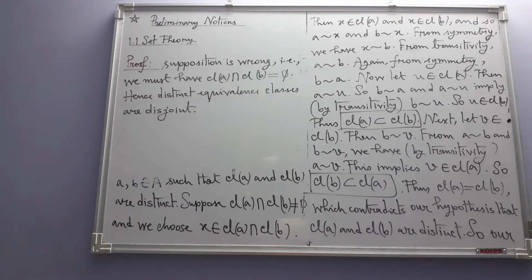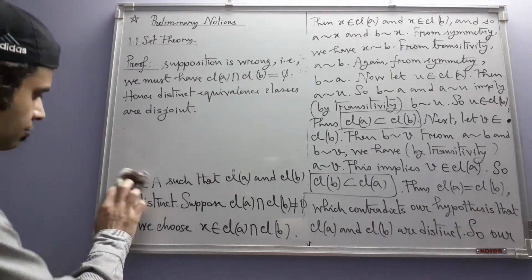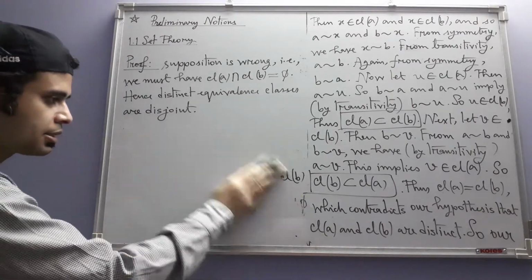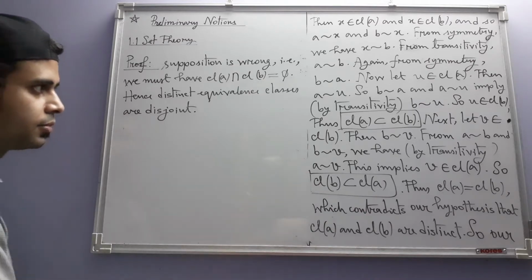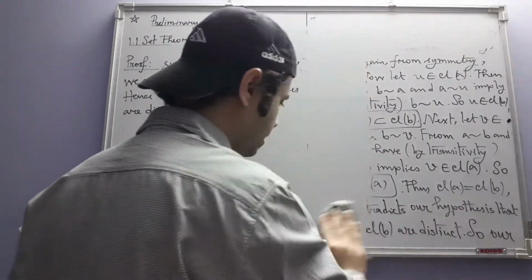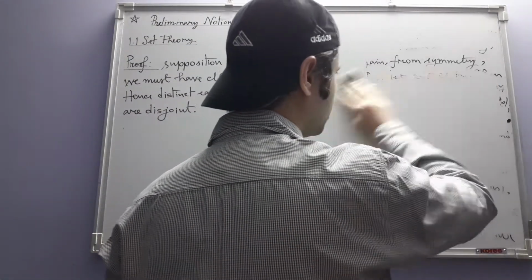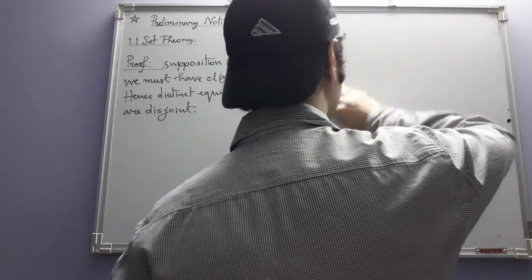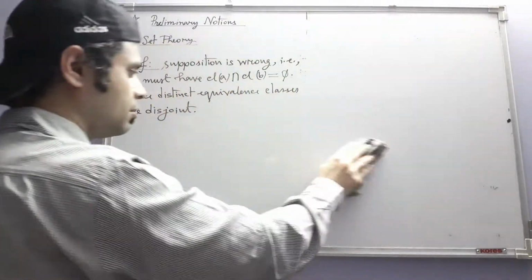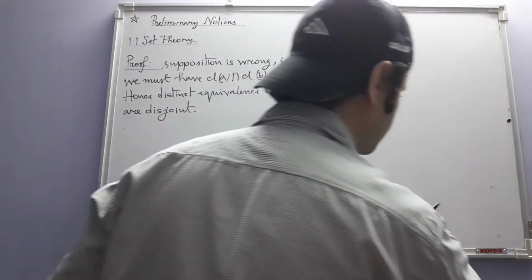Okay, so this proves the first part of our result. Now we move to the second part. In the second part, the set A is already decomposed as a union of disjoint non-empty subsets. From that, we have to find an equivalence relation whose equivalence classes are going to be precisely those subsets.